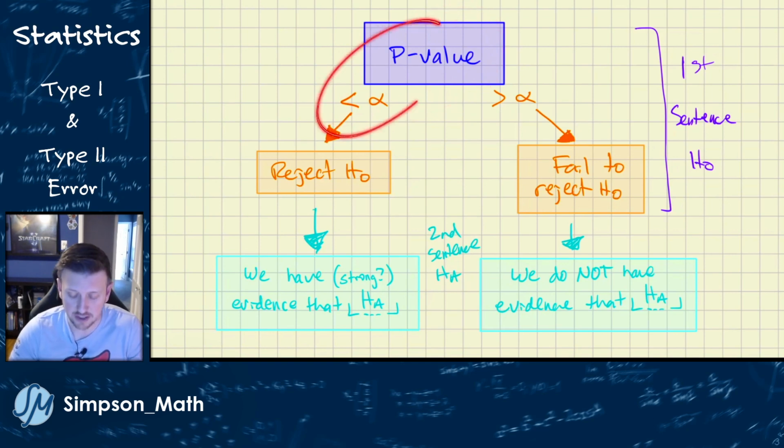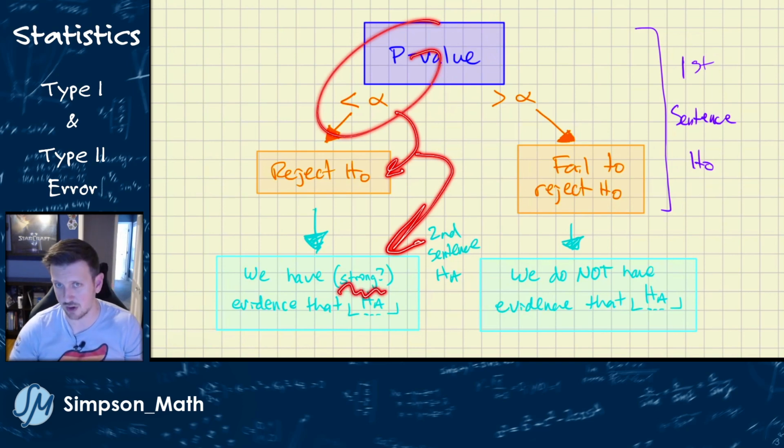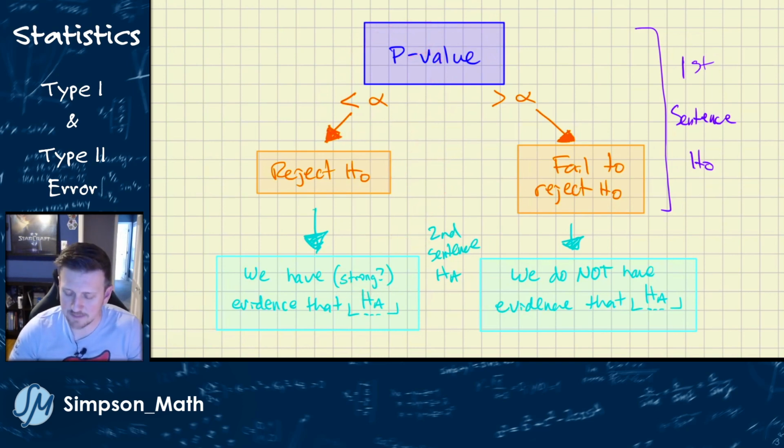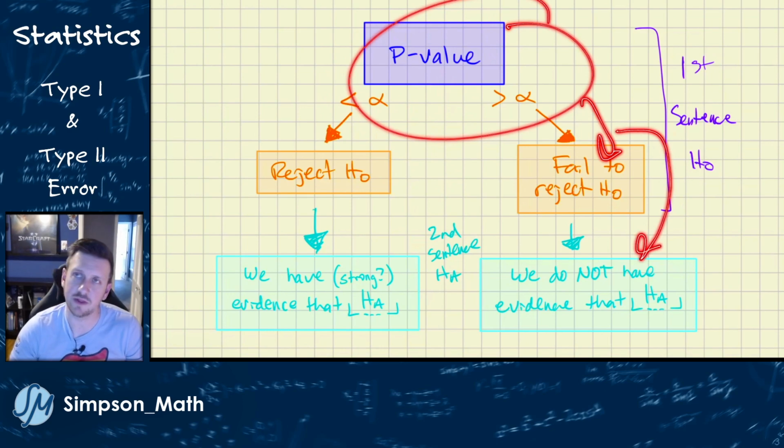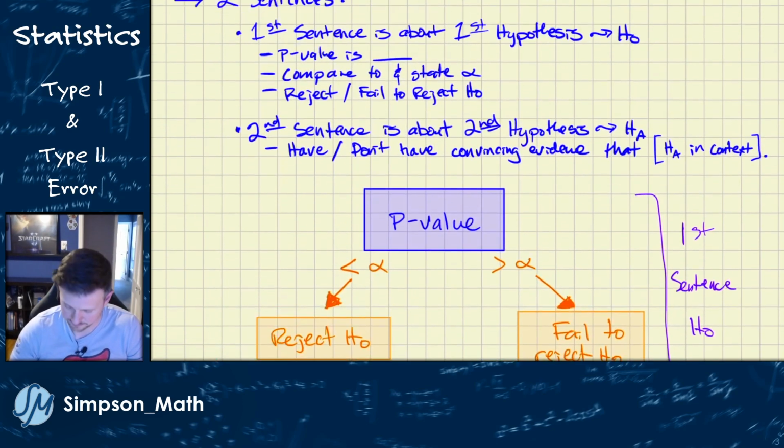If it's small, then you will reject the null, and then you will say that you have strong evidence for the alternative, or you have evidence. If your p-value is really, really small, then we can maybe throw on some sort of qualifier like strong evidence. If my p-value is big, then you will say that you're going to fail to reject the null, and then you will say that you do not have evidence for the alternative. This blank here is my alternative in context, like here.